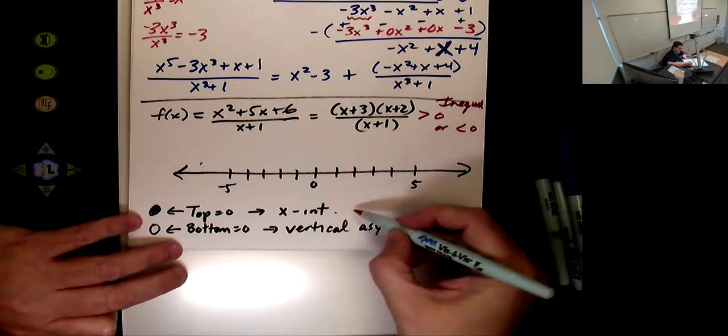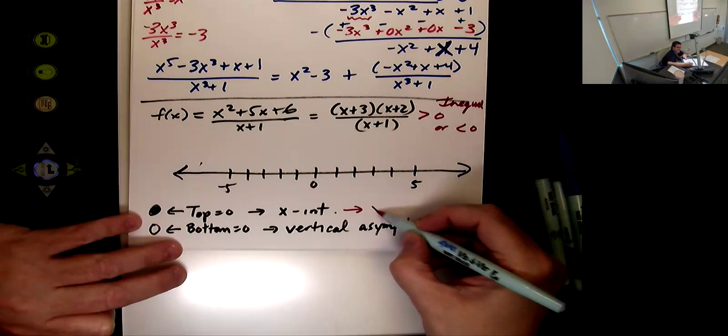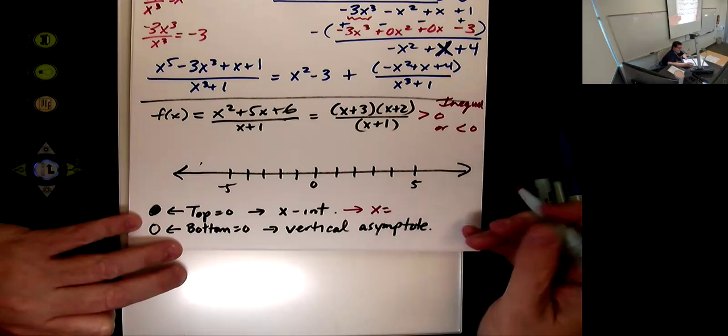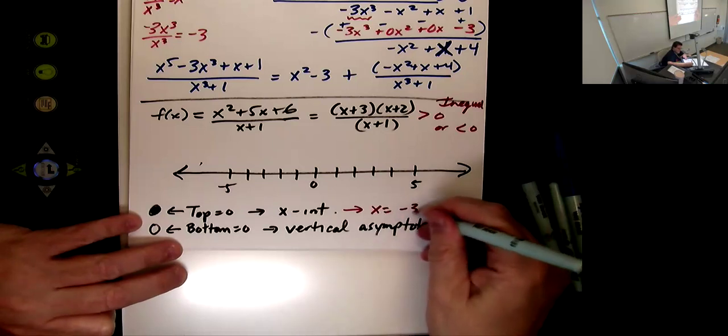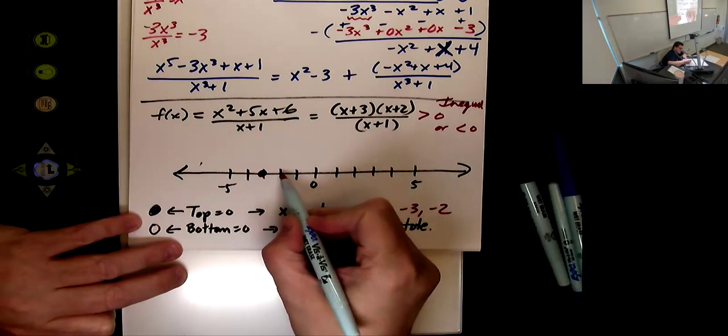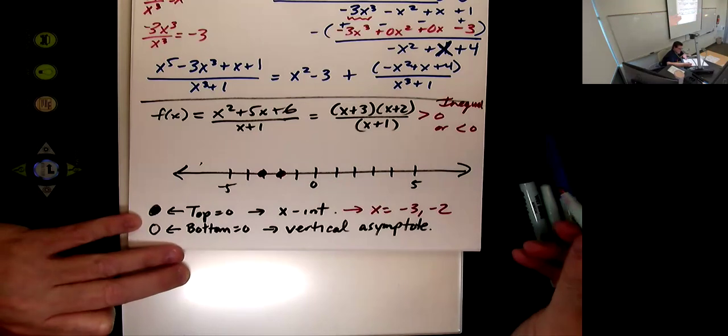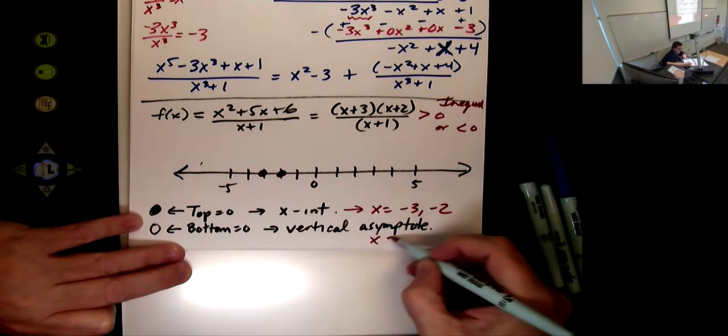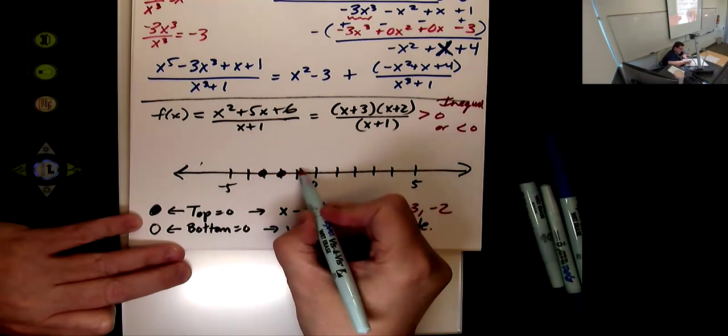So what do I get for these two values right here? -3, -2. So I get solid points for those regions. And the bottom is x equals -1, right? And I have a hollow point there.